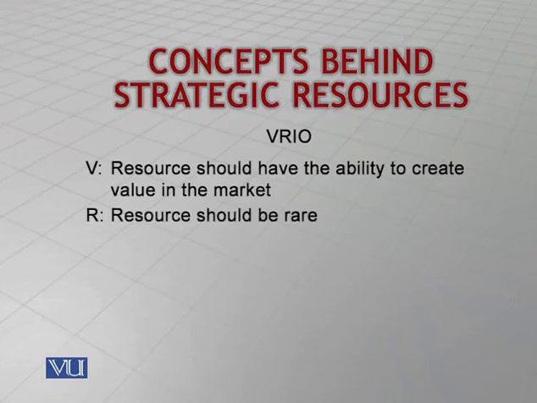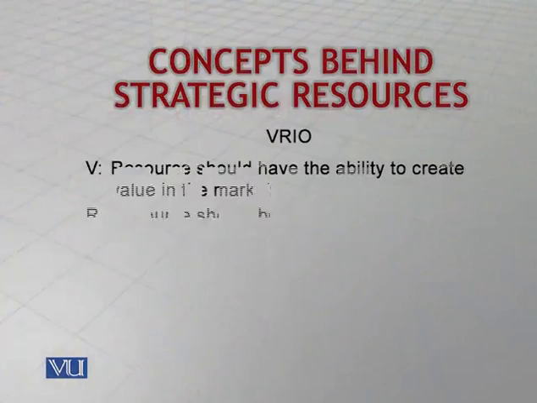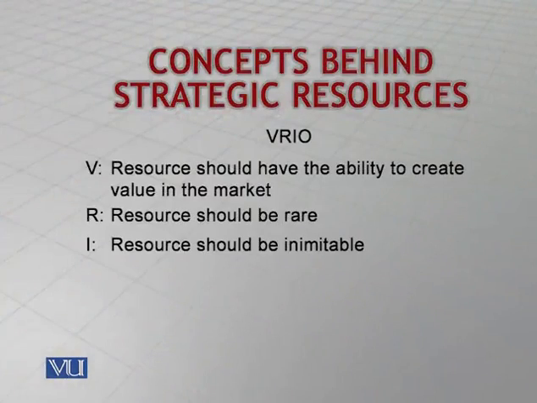Second, the point is R. VRIO है, तो R का मतलब है रेयर है. रेयर का मतलब ये हुआ कि ये जो कैपेबिलिटी है या ये जो रिसोर्स है, ये हर एक को हर जगह पे नहीं मिल सकती. It is very unique in terms of its availability, और कुछ कंपनियों के पास ये availability होगी, कुछ के पास नहीं होगी. The third point, I, it is inimitable.